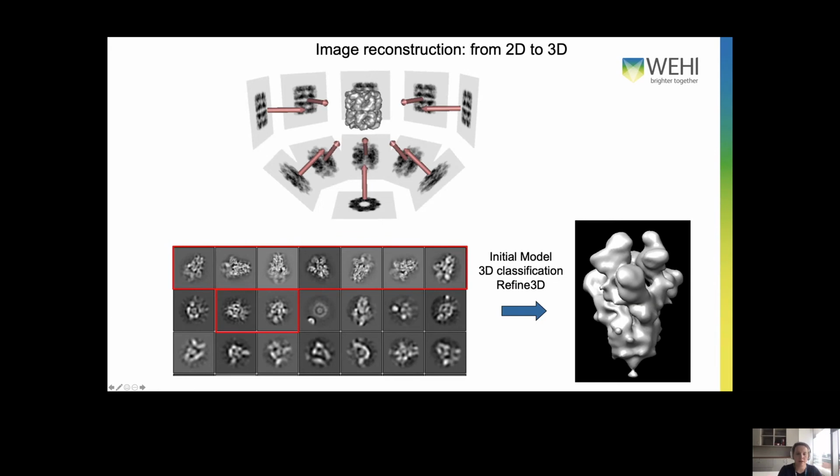We selected our good particles from 2D classifications, and then we try to reconcile all of those particle projections into a single 3D volume. It can be a single 3D volume, it can be multiple 3D volumes. For example, for initial model and refined 3D, it would be a single 3D volume. When we do 3D classifications, we ask whether we can reconcile all of those particles into multiple different 3D classes.